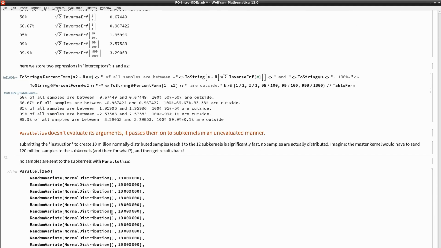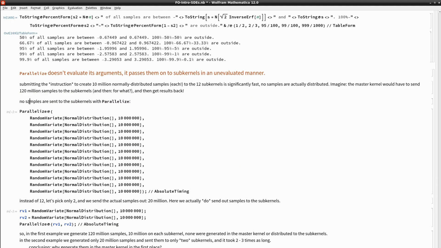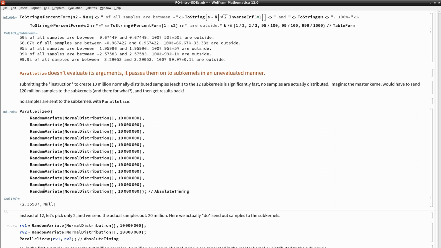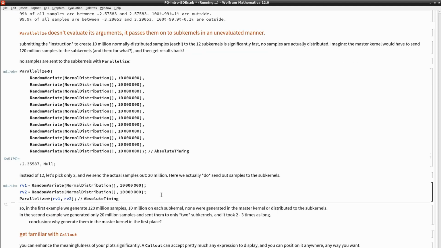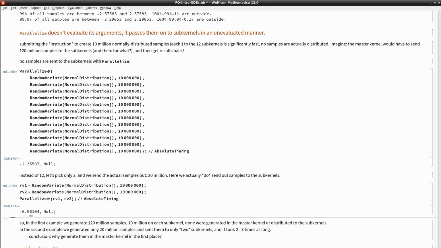So the way to show this is that I'm giving you a timing comparison. In the following, no samples are ever sent to the subkernels. So here I use Parallelize 12 times, and this took 2.3 seconds. And what happens here was that every one of these 12 subkernels generated 10 million random numbers. There's 10 million on subkernel 1, 10 million on subkernel 2, 10 million on subkernel 3, and so forth. And this is much more efficient than if this expression were hypothetically evaluated. So let's force the evaluation, and then we're passing it out, and here only to 2, because this takes longer, so I'm only showing you this on 2 subkernels, and it takes over 6 seconds, right?